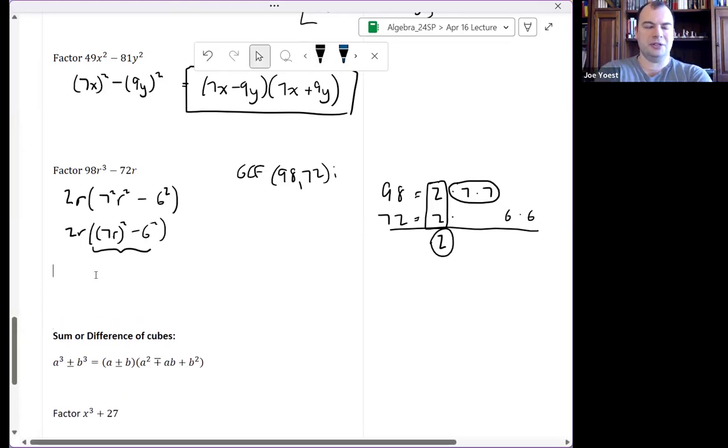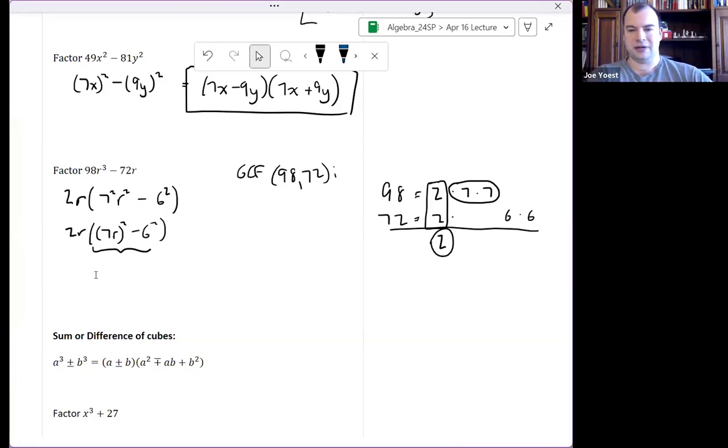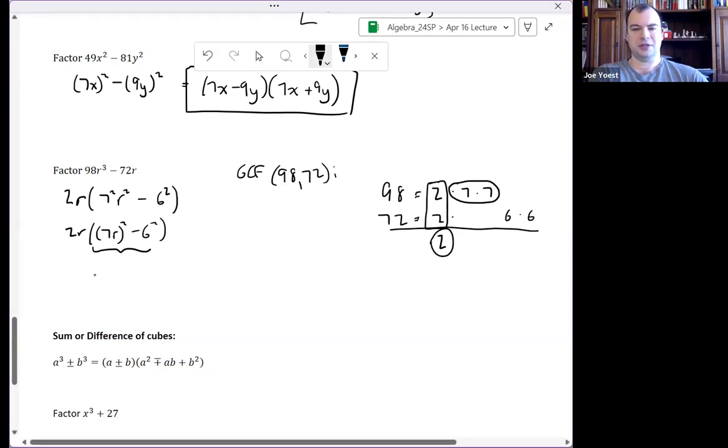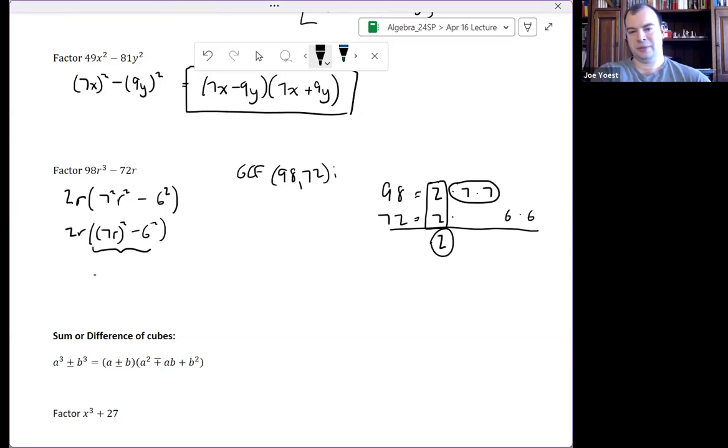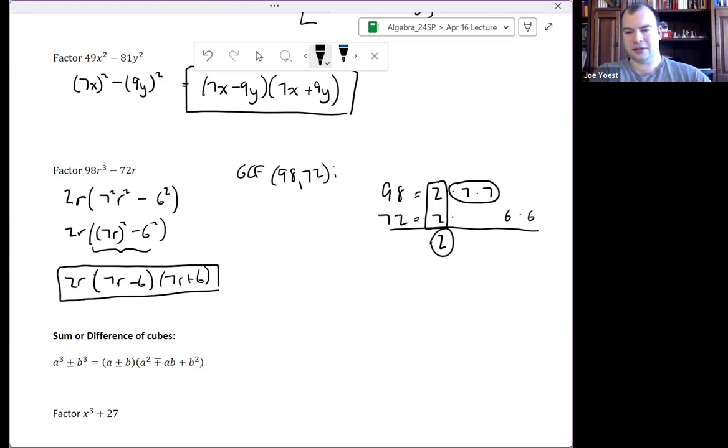So sometimes the pattern doesn't reveal itself until after you factor out a greatest common factor, and then it becomes obvious. So here, in the parentheses, I have exactly two terms. Each term is a perfect square, 7r all squared and 6 squared, and they have opposite signs. And so that's how I would factor this one.